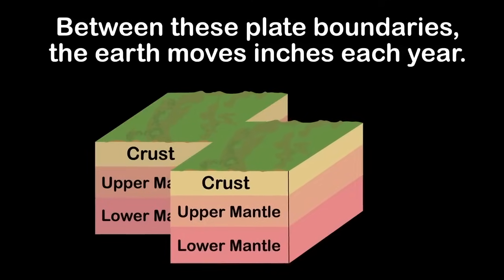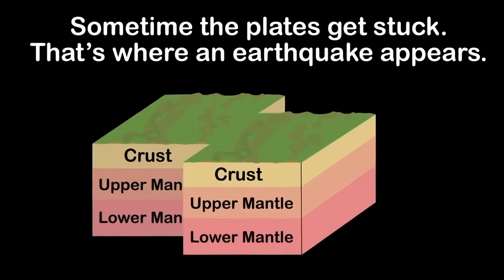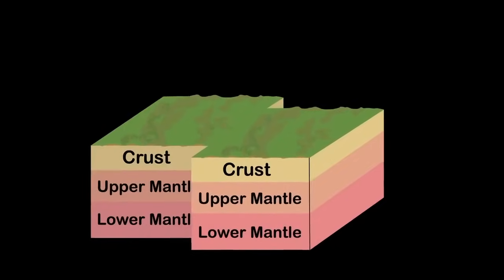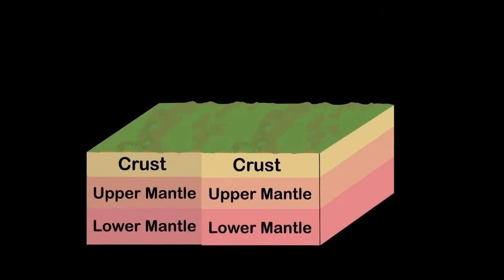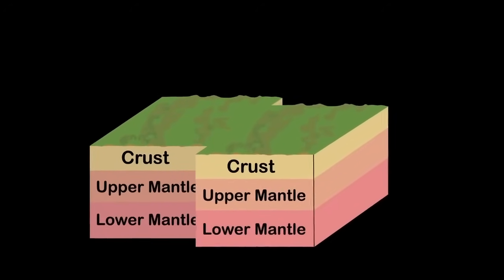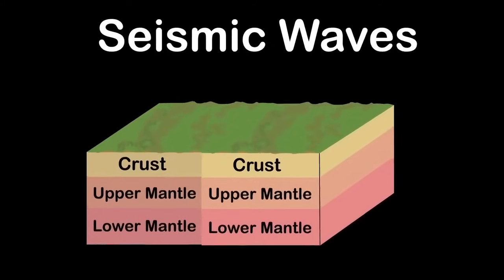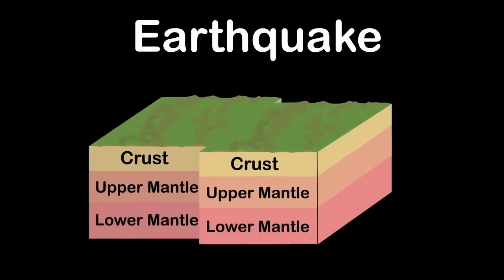Between these plate boundaries, the Earth moves inches each year, but sometimes the plates get stuck. That's where an earthquake does appear. When pressure builds up from being stuck in this delay, the rock breaks, releasing energy, causing seismic waves. These seismic waves, they shake the ground. That is an earthquake. Let's see where massive quakes are found.